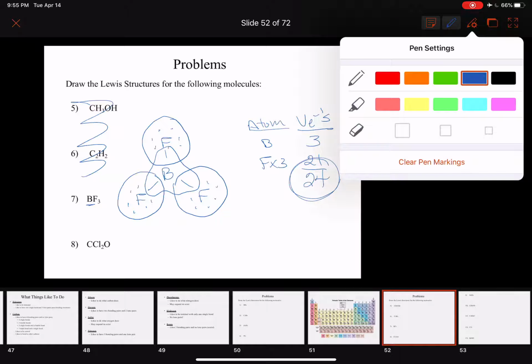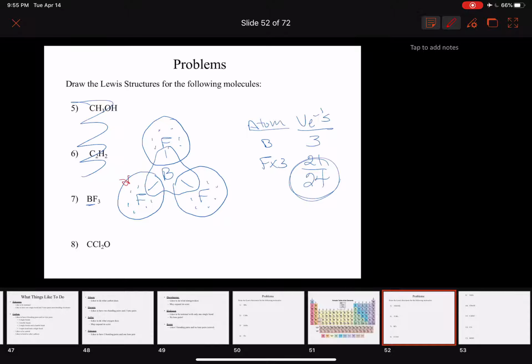All right, so let's count these up. We've got 2, 4, 6, 8, 10, 12, 14, 16, 18, 20, 22, 24. Ding, ding, ding, ding, ding. We've got a winner there. So BF3, you can also draw it like that if you prefer. But that's a winning structure on BF3.